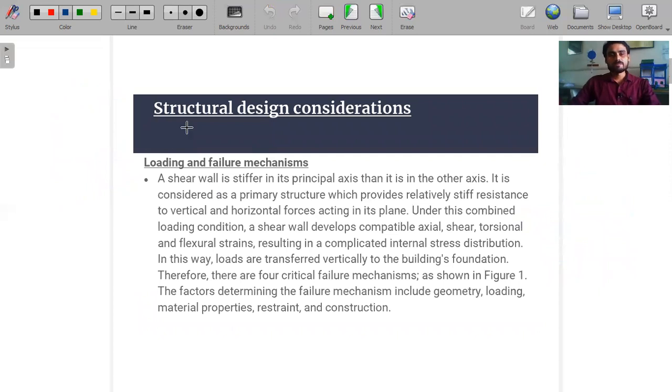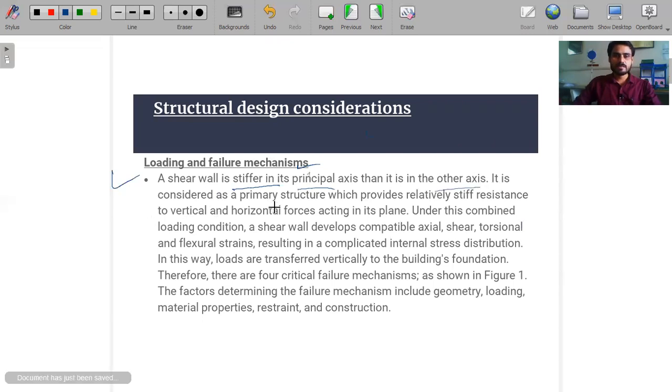Then the structural design considerations. If we are going for design of the shear wall, what parameters and recommendations should we keep in mind? First of all, the load and failure mechanism. What types of load generally occur on a particular shear wall, and what will be its failure mechanism under the various categories of loading? A shear wall is stiffer about its principal axis; every cross section is stiffer about its principal axis than about the other axis.